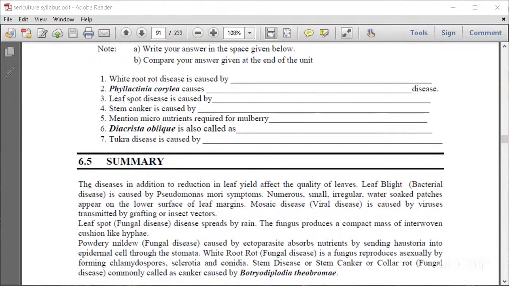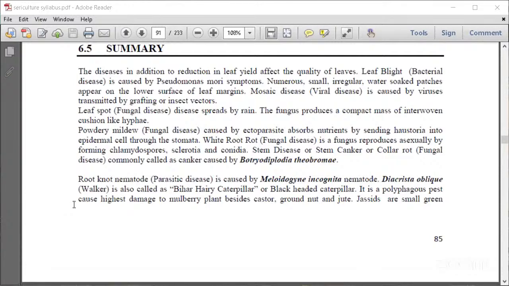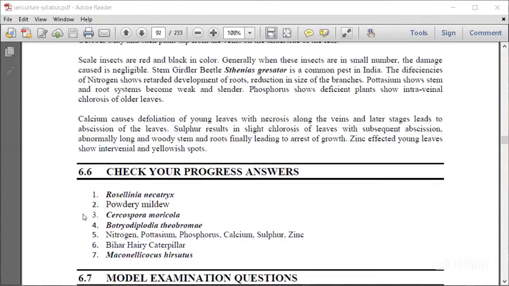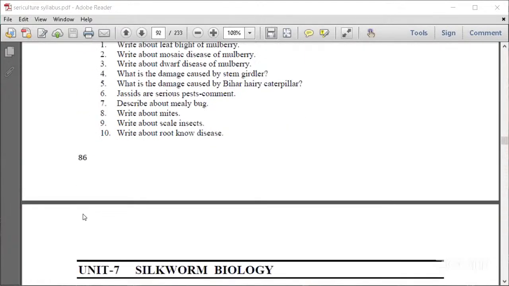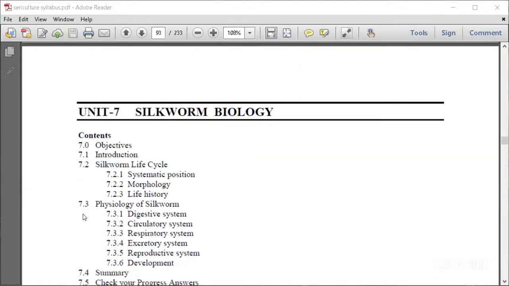This is about the complete disease management and how the diseases spread to silkworm.